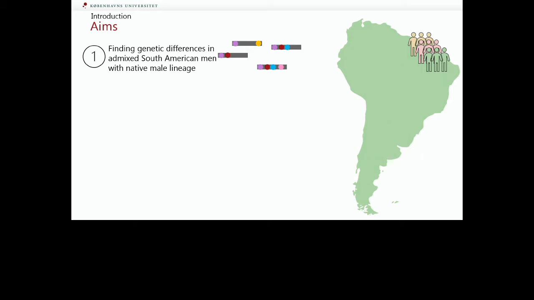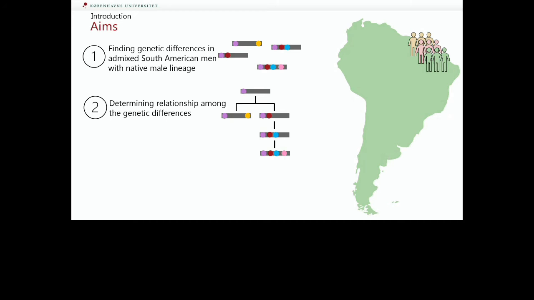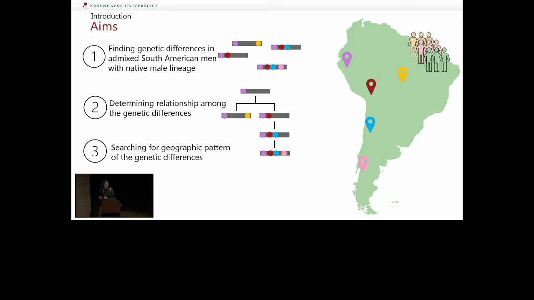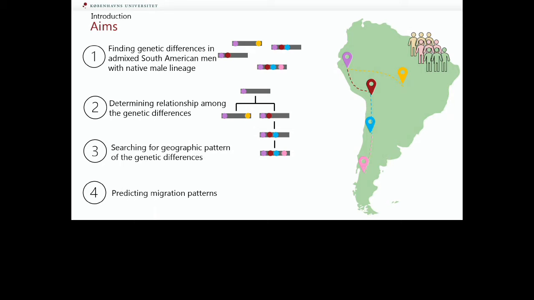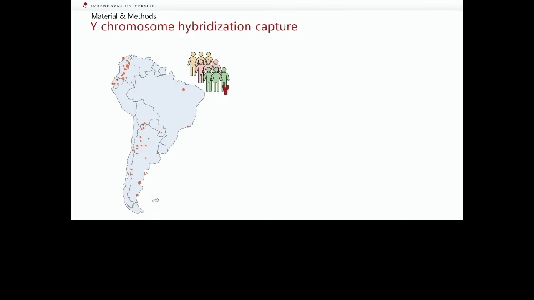So the aims of this project were to find genetic differences in these admixed South American men that have the native male lineage, so this is important. And we wanted to determine relationships among these genetic differences. Then we wanted to find geographic patterns of the genetic differences, and based on these correlations, predict migration patterns of the first settlers of South America.